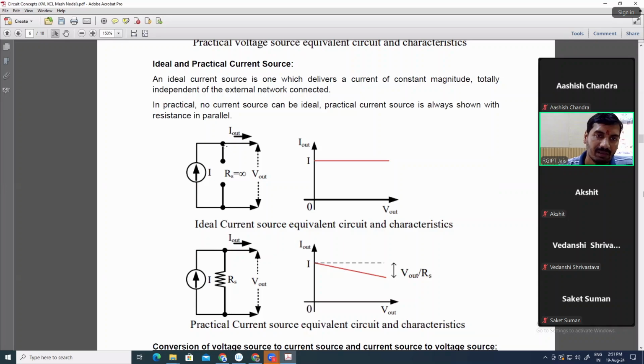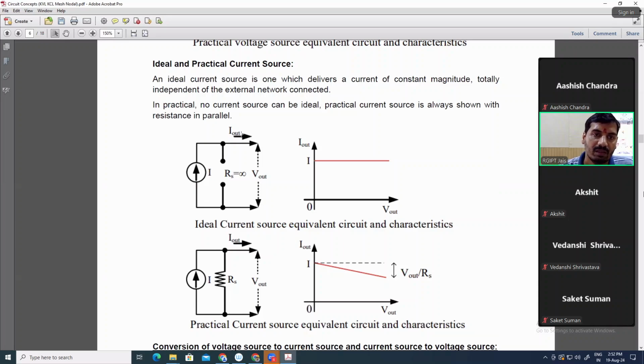If there is current sharing, you can see here after passing this terminal, there are two possibilities for current flow. There are two branches, so current will divide. When current is 0 in this branch, only then can the maximum current be given to the load or the output terminal. So when the source resistance in the current source is infinite, only then can maximum current be delivered to the output.